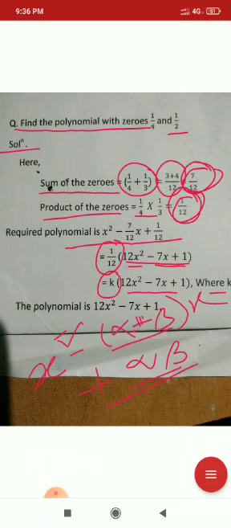This is the way you have to do it in the exam, that is, if any fractional part is there in the polynomial, then you have to take it common and adjust it with the k, and the remaining part, that is from the square term, the remaining part will be the required polynomial. Here the polynomial we have found is 12x square minus 7x plus 1.